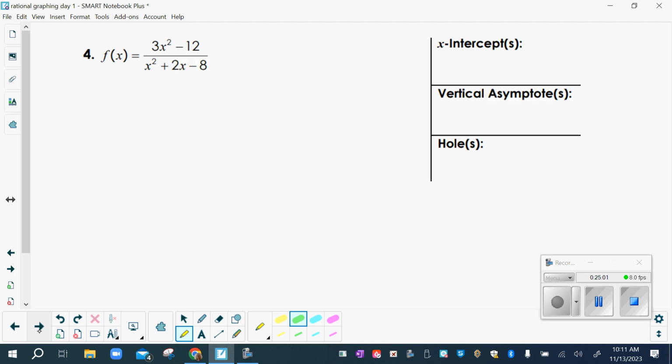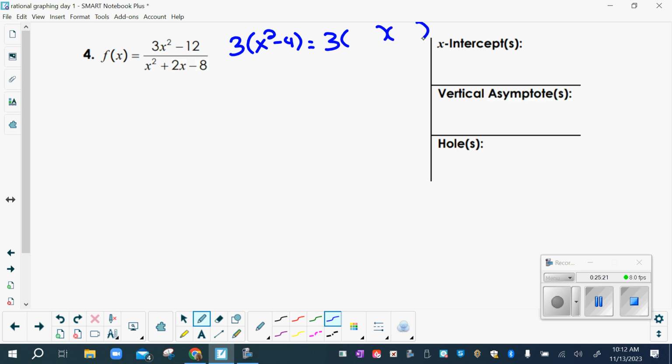Step one, factor. We don't like it this way. We want to factor this here. So here we go, my lambs. Let's start by taking out the 3. We'll have x squared minus 4. But you guys could even factor that a little bit more. I'm going to give you a little hint. It's going to look like that. x squared minus 4. x plus something, x minus something. We're factoring the top.